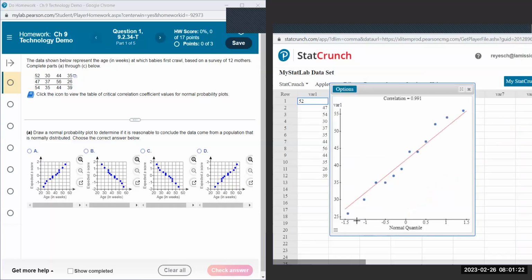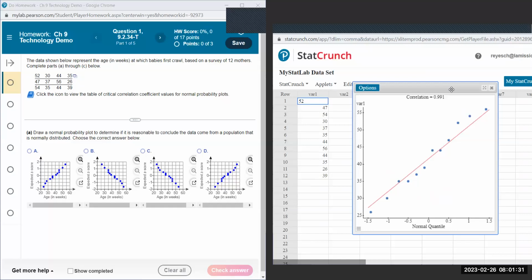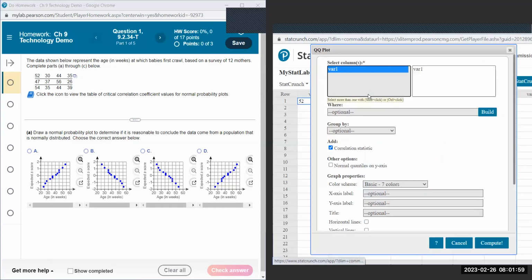It looks like it's a pretty strong relationship. Now this one is reversed, so be careful, because remember I had mentioned that before in one of the previous videos. Here they have the normal values, the standard deviation 0, 1, and look at the vertical axis, it's 25, 30, 35, 40. All of the given diagrams have the Z value on the vertical axis and the age in weeks on the horizontal axis. So to flip this, we're going to go to Options, Edit. And this normal quantiles on the Y-axis, we're going to select that.